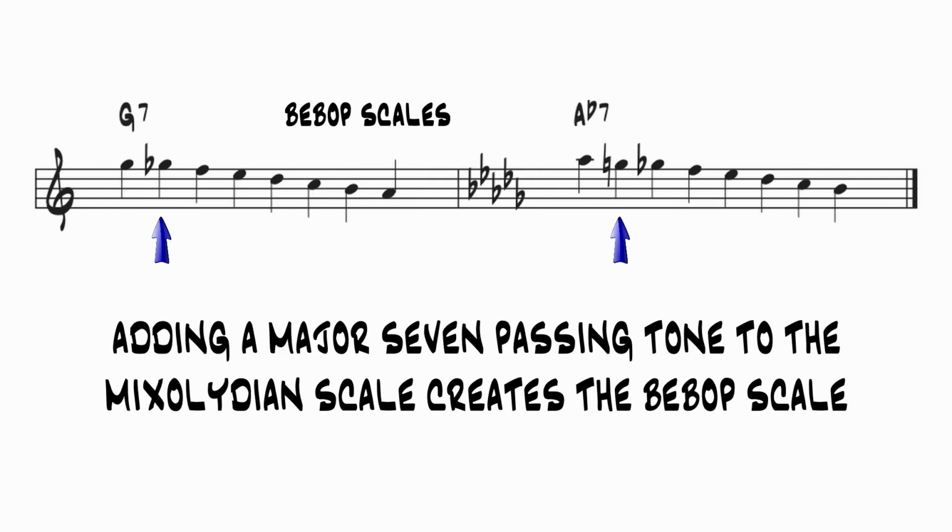If you add the major 7 passing tone to a Mixolydian scale, you get a bebop scale, and then we've introduced yet another element of chromaticism. The bebop scale is the most common device that jazz musicians use to construct eighth note lines.